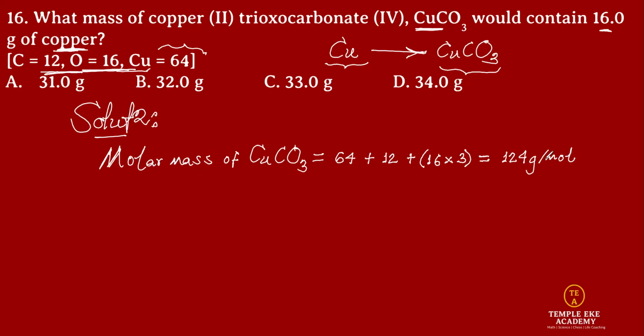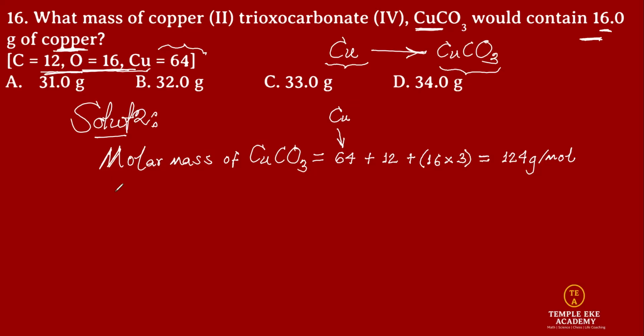What does this mean? It means 1 mole of copper 2 trioxocarbonate 4 has a mass of 124 grams. But more important for this calculation, we need to note that out of the 124 gram of the copper 2 trioxocarbonate 4 present in 1 mole, 64 grams is contributed by copper. And that establishes the relationship we desire. 64 grams of copper present in 124 grams of copper 2 trioxocarbonate 4. Very simple. Now let's start straight off by working from the given amount, 16 grams of copper.